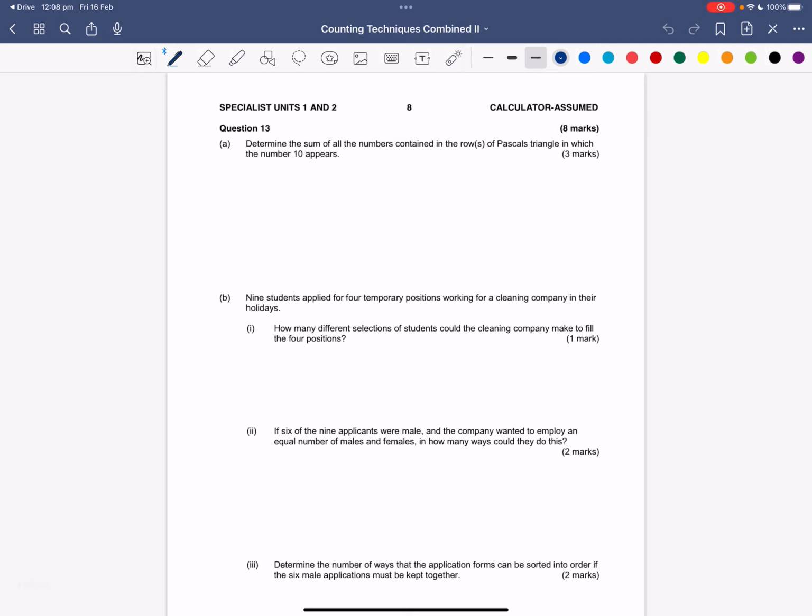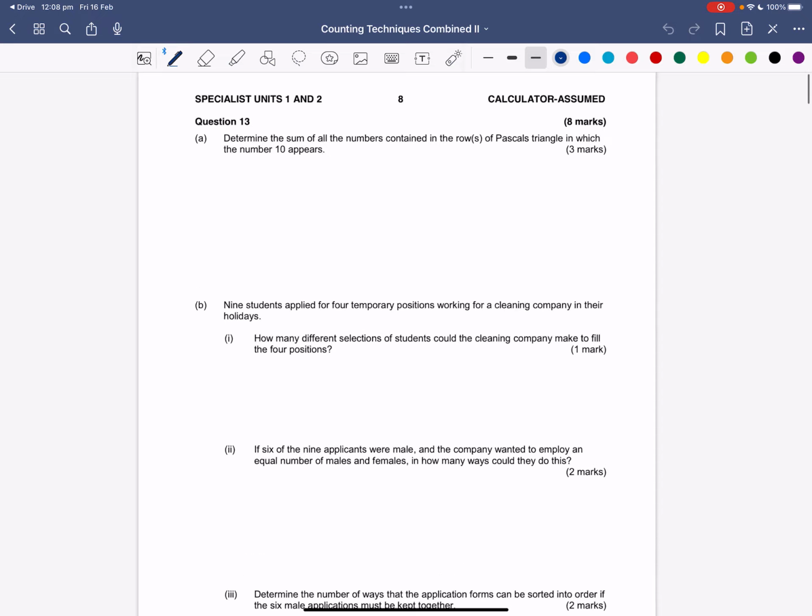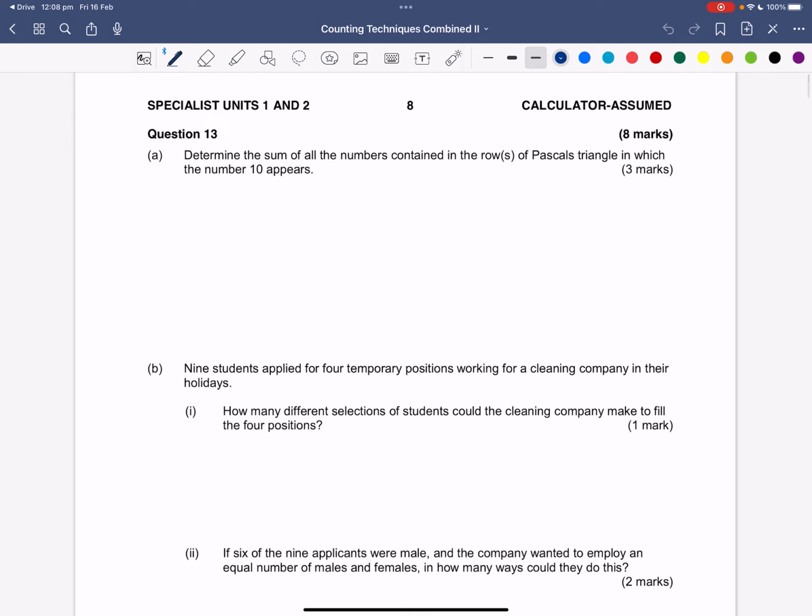Okay, we're going to do a few more questions on counting techniques. Specifically, we're going to go through the counting technique questions, and then I'll spend the second video discussing the pigeonhole principle. Okay, so question 13.